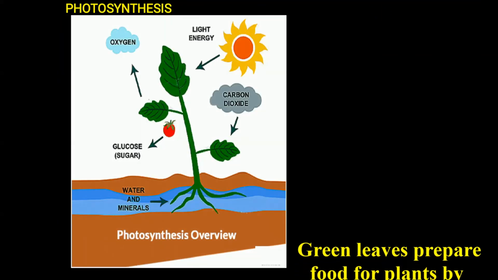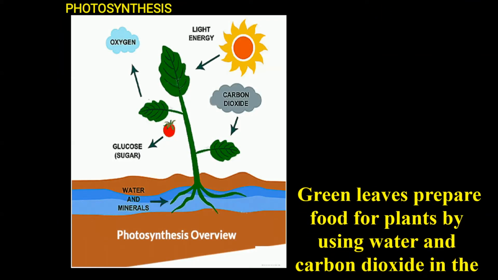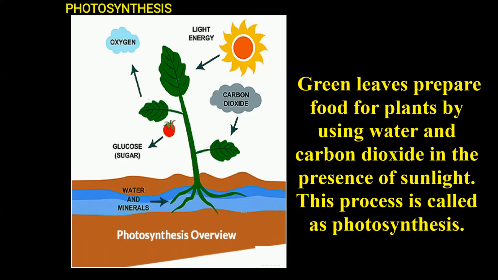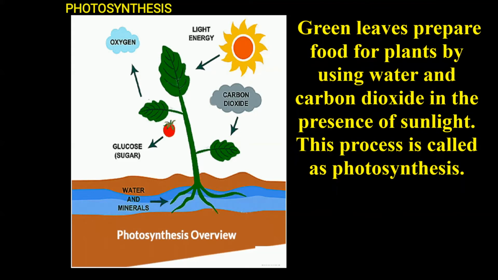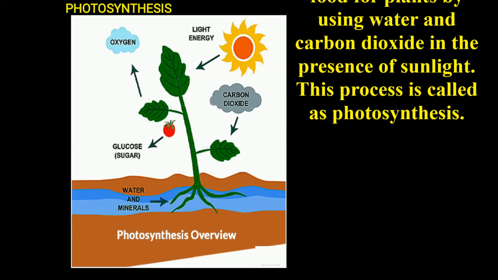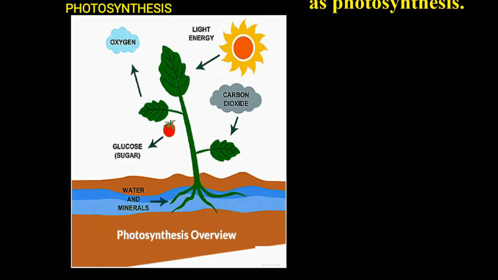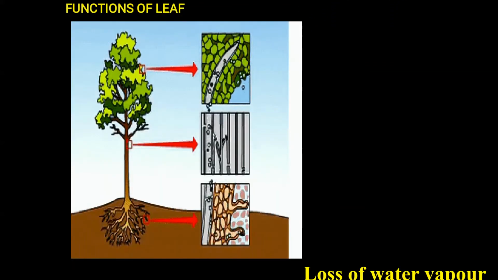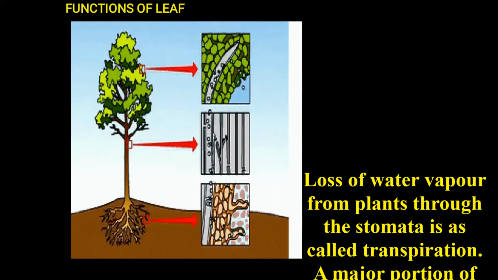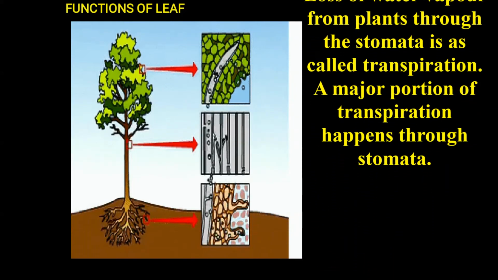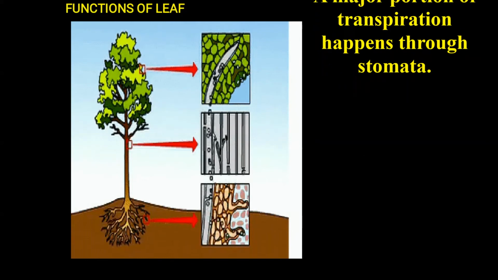Let us discuss the functions of a leaf. Photosynthesis. This is the main function of a leaf. Green leaves prepare food for the plant by using water and carbon dioxide in the presence of sunlight. This process is called as photosynthesis. Transpiration. The loss of water through the stomata is called transpiration. A major portion of transpiration happens through the stomata.